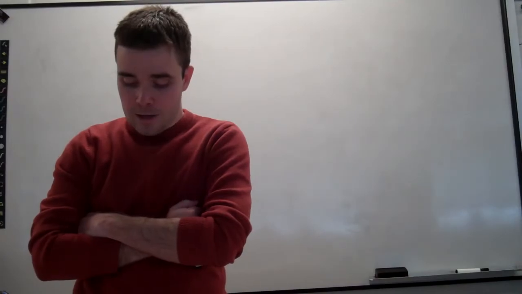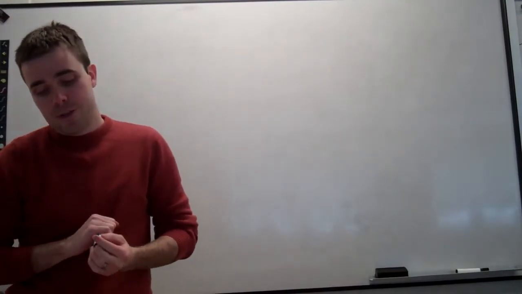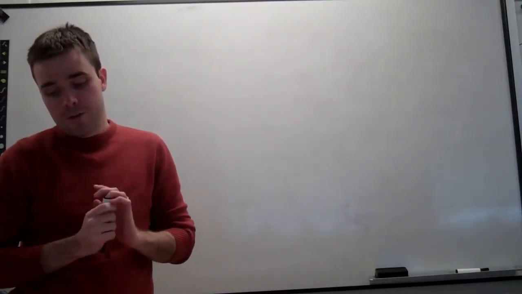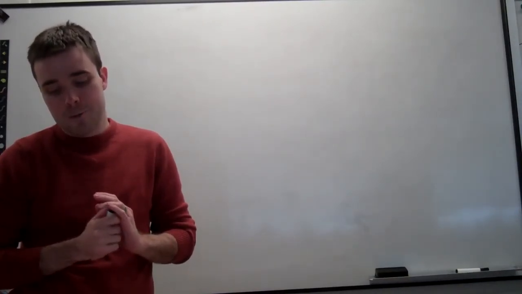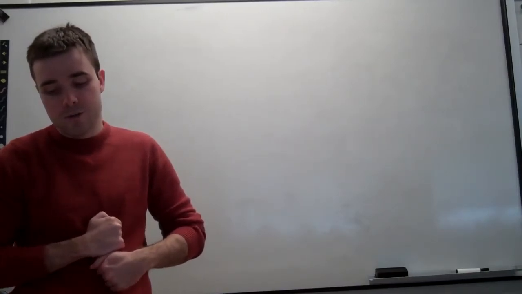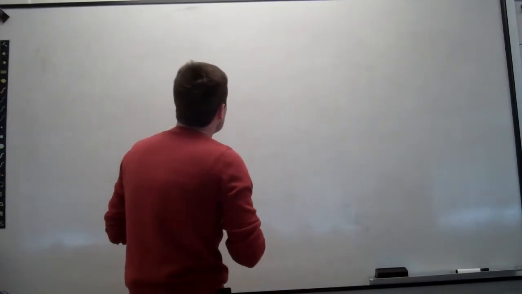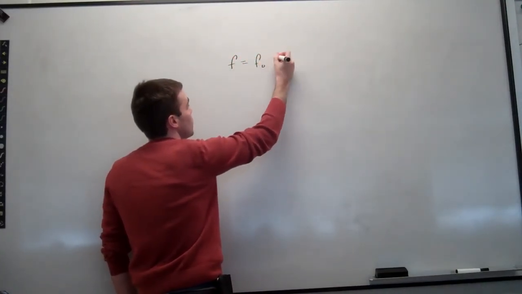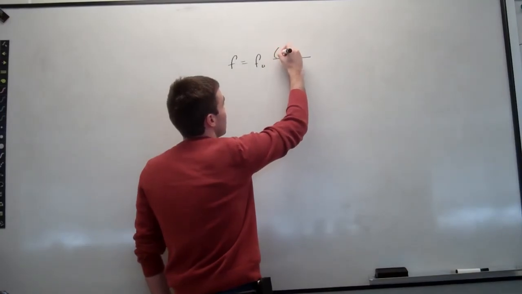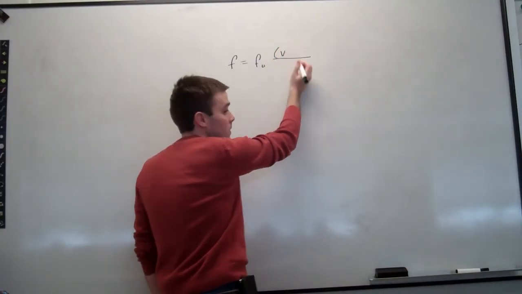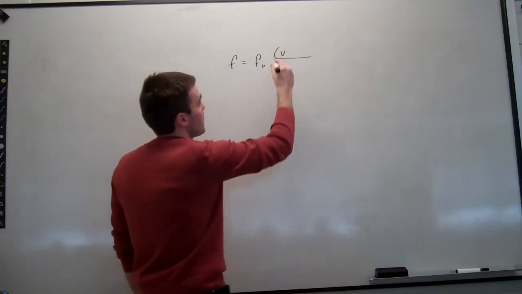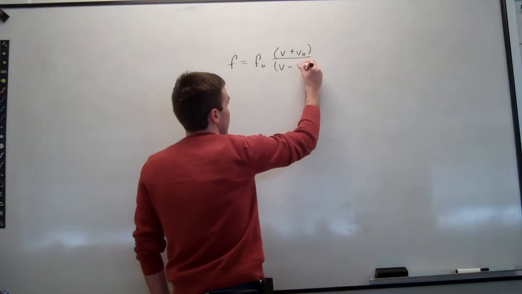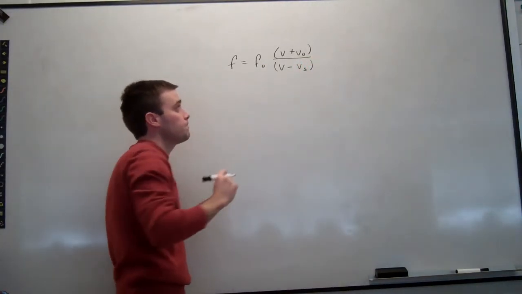Okay. Number 3. The sound source is moving away from you at 30 meters per second. The frequency you hear is 430 hertz. What is the frequency of the sound being produced? Assume that the speed of sound in air is 340 meters per second. So we have f equals f_o times (v plus v_o) over (v minus v_s). Okay.